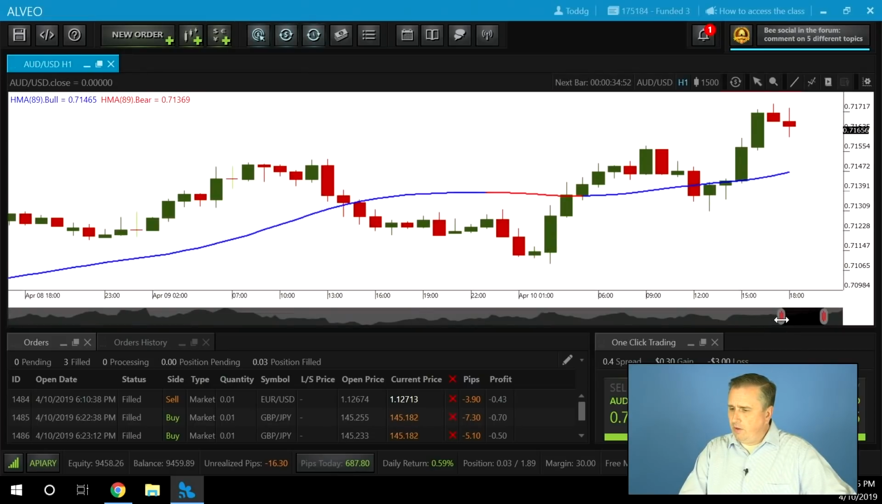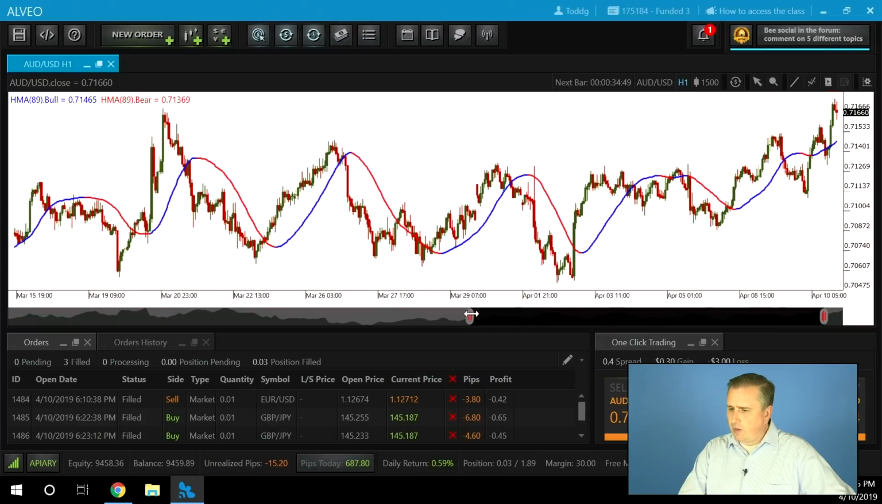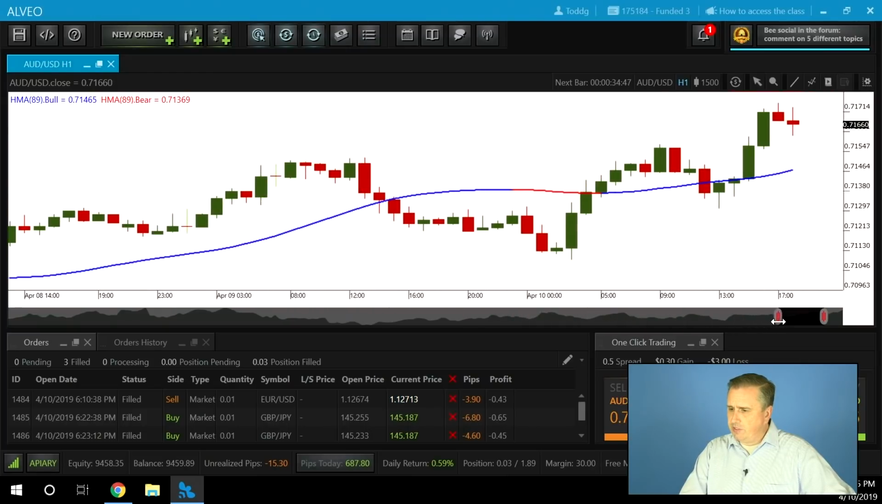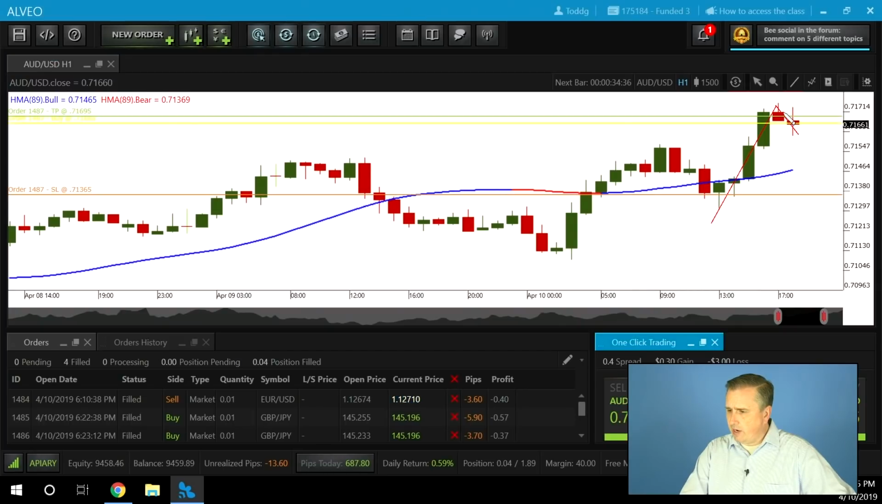So this Aussie dollar's ran up pretty good here. You can see that we've had our movement up. And now we're getting a little bit of a pullback. So I could enter into this trade on that pullback. I have a 30 pip stop loss that's running in here.